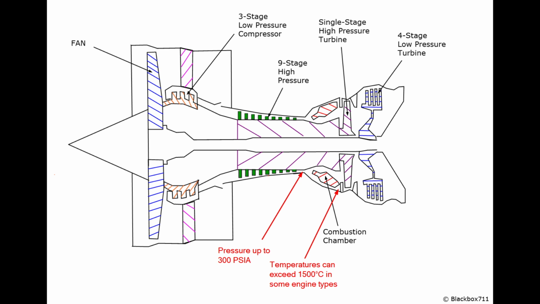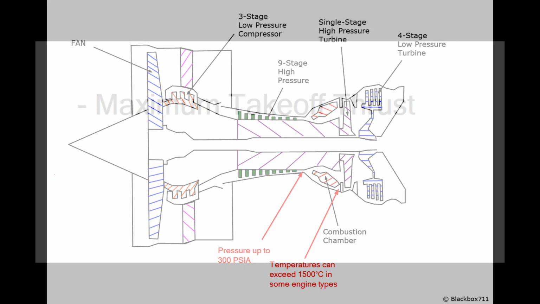Through thorough testing, the engine manufacturer will then determine the maximum allowable thrust rating for its engine. The engine manufacturer will publish a maximum takeoff thrust setting, a maximum climb thrust setting, maximum cruise thrust setting, and also a maximum continuous thrust setting. Of course, this video is about the takeoff thrust setting, so let's concentrate on that.